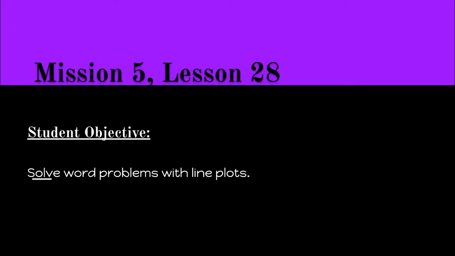Mission 5, Lesson 28, where our student objective is to solve word problems with line plots. So we're going to be using line plots today, and solving word problems with them. Today, it's going to be best if we just go through the Tower of Power together and look at how we have it all set up there. So let's do it.